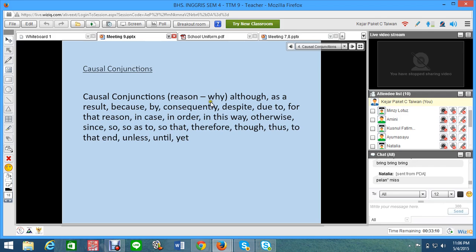Ada reasonnya, ada why-nya. Karena tadi kan analytical exposition is talking about arguments, ada ide, ada argument. Jadi when we deliver our ideas, our thoughts, we have to support them with main arguments, and in arguments we know the reasons why.